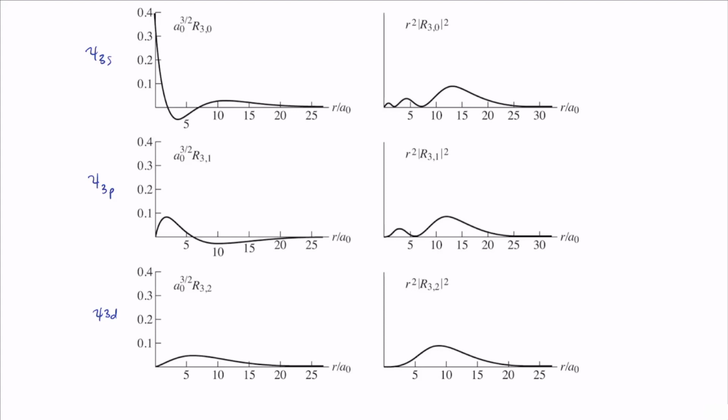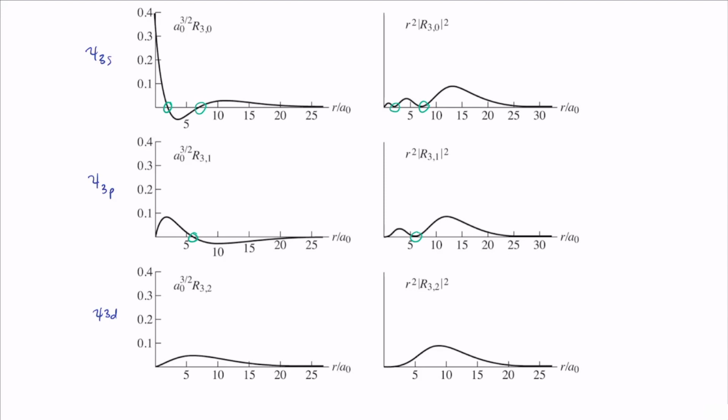And again, in each of these cases, as you weight by r squared, you push out where the maximum value is further away from the nucleus. Now if we go through and count the nodes again, so the 3s, we see 2 different points where the value of the eigenfunction changes sign, which leads to a 0 in the probability distribution right there. For 3p, we see 1 point where this happens. And for 3d, we see none.